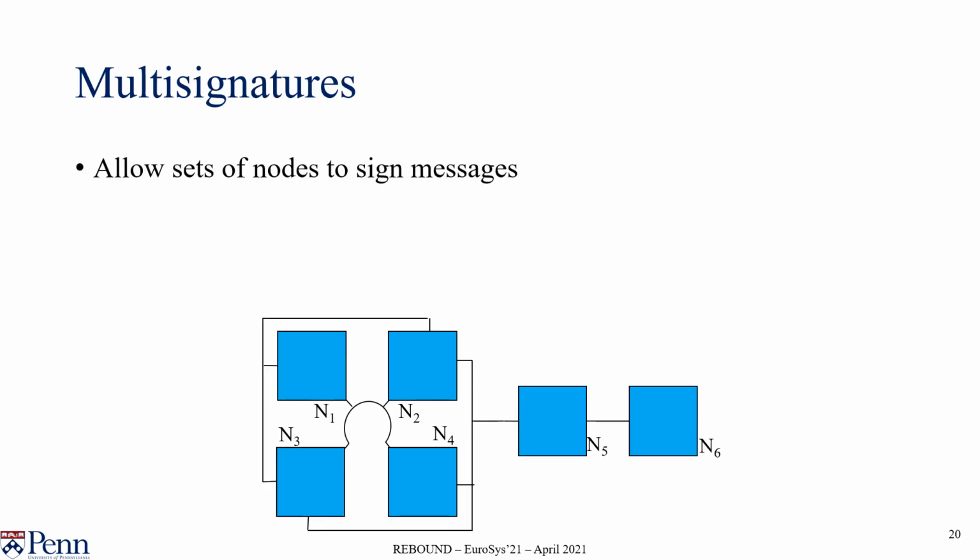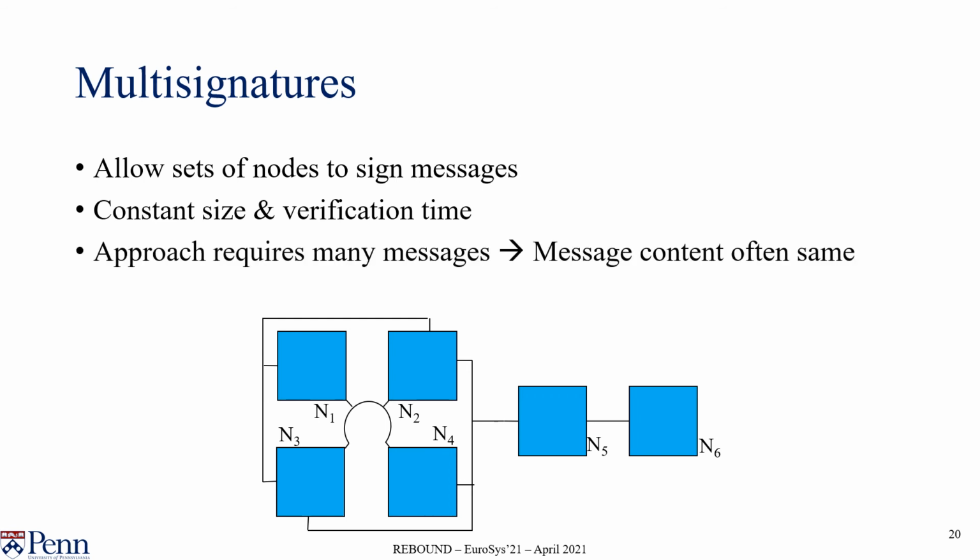Multi-signatures allow sets of nodes to sign messages. They are of constant size and they require constant time to verify. This could be useful in our approach. What we've described so far requires many messages to be sent around, but the message content is often the same.